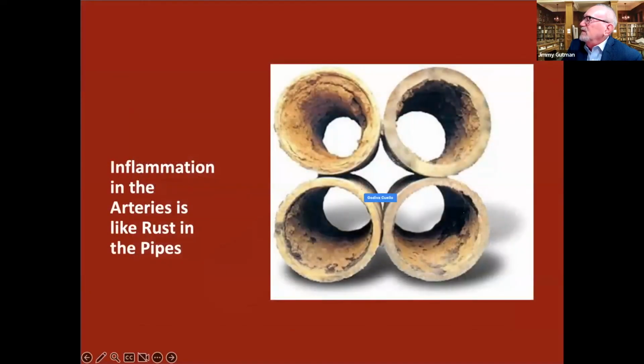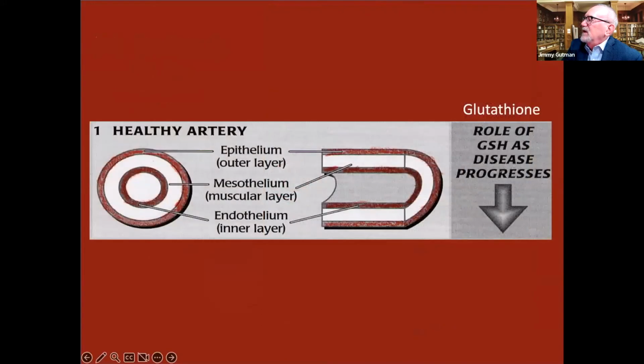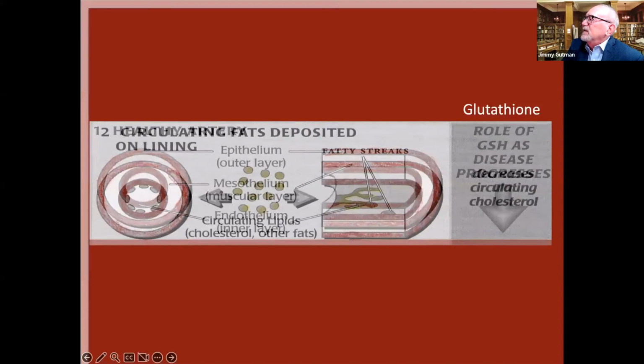So think of inflammation in these arteries like a buildup of rust in a pipe. Now, this buildup is biochemically a bit complicated, but let's take a quick overview on how glutathione is involved. Let's look at the consequence of having lower glutathione.